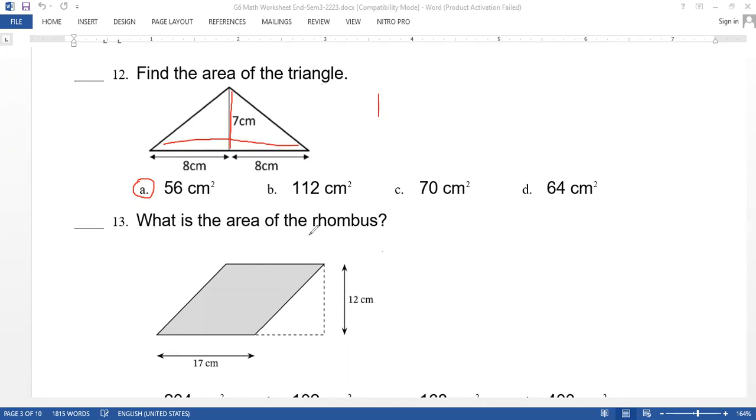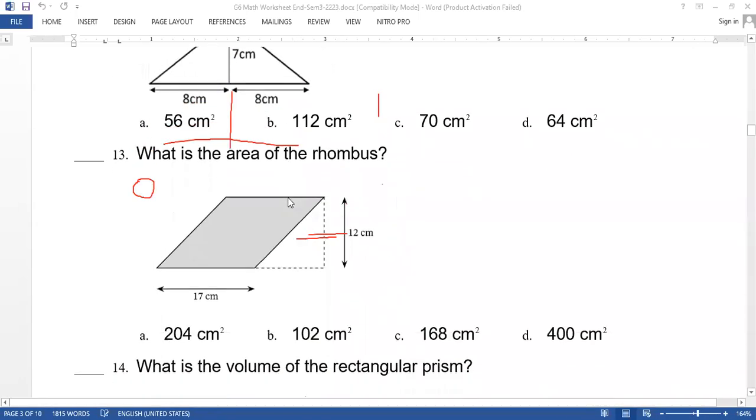What's the area of the rhombus? The rule of the area of the rhombus is the same as the rule of the area of the parallelogram, which is base multiply height. So here directly I will multiply the base by the height. The base is 17 and the height is 12. I just multiply them without dividing by 2, because for the rhombus and the parallelogram I don't divide by 2.